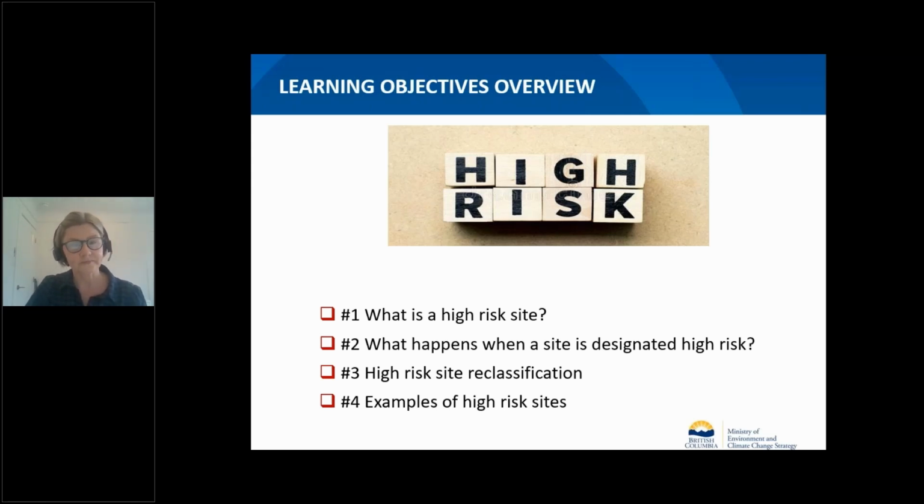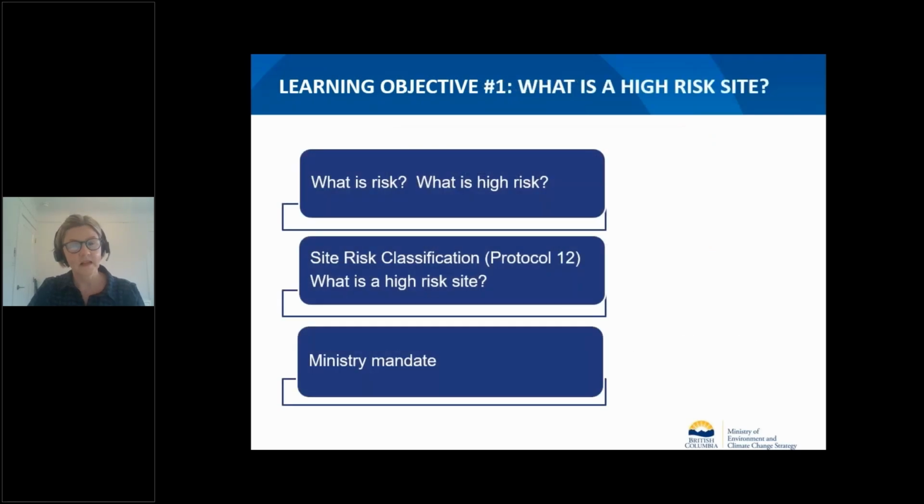Next slide, please. So in this first learning objective, we will discuss risk and what defines a high-risk site. We'll touch briefly again on site risk classification, and finally, administer a mandate to oversee high-risk site remediation. Let's get started. Next slide, please.